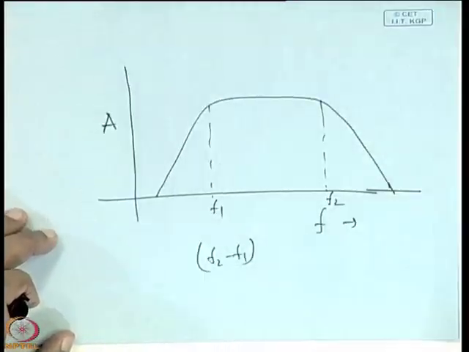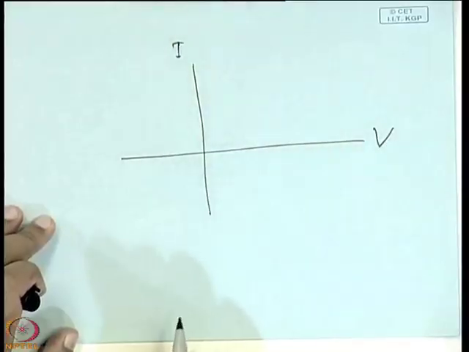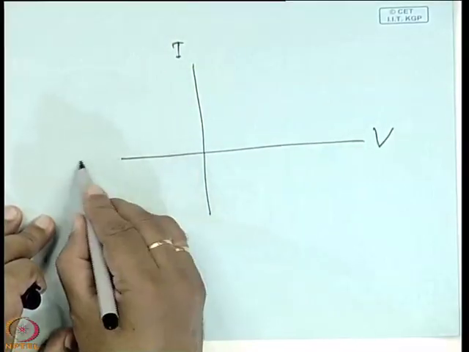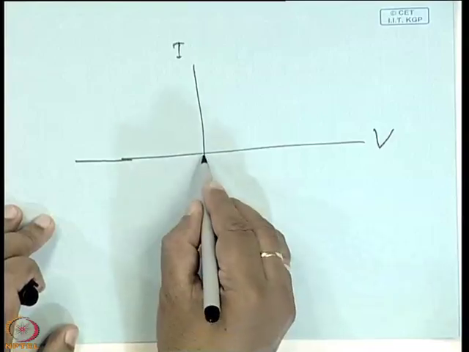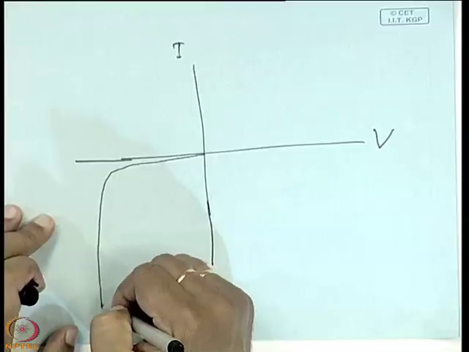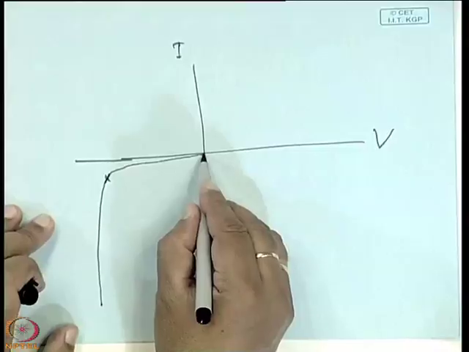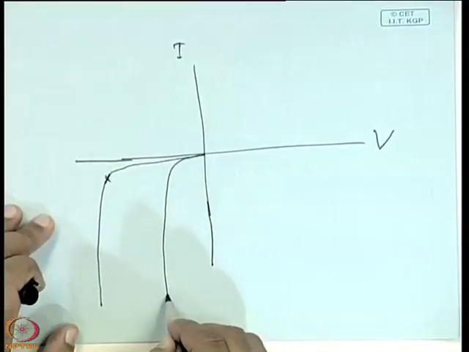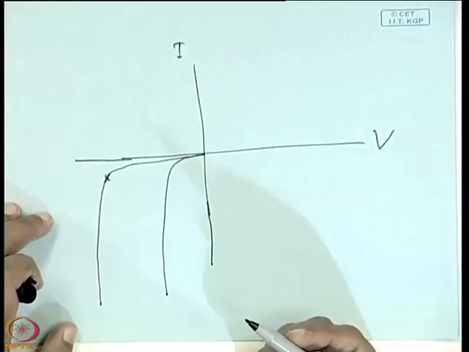Breakdown. If you consider the IV characteristics of a p-n junction in reverse bias, what you will find is that it will break down. This is the point where the breakdown occurs. If the breakdown occurs at this point, then it is known as the early breakdown.